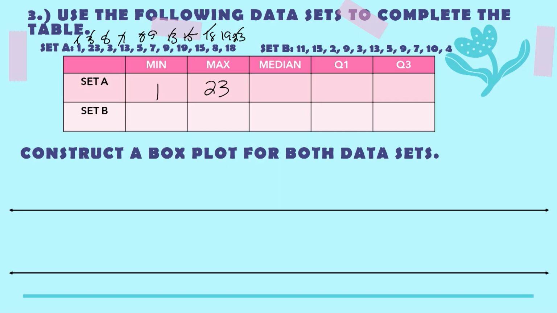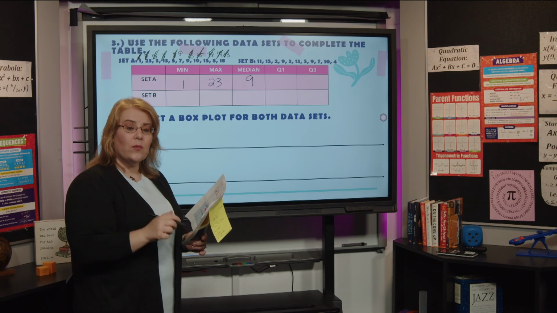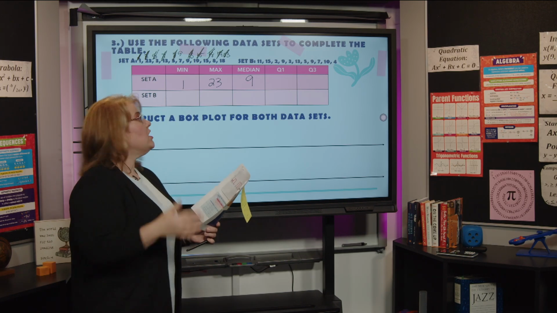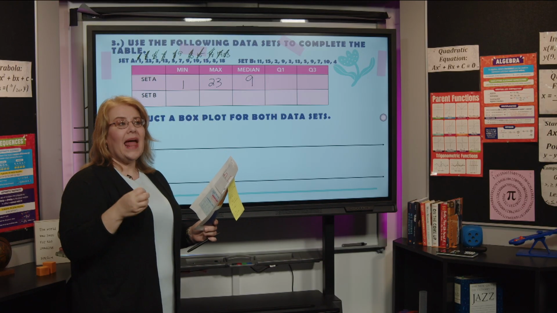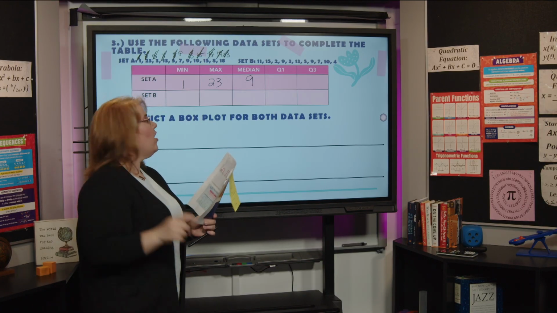Because I missed, this one goes to this one, this one goes to this one, this one goes to this one, this one goes to this one, this one goes to this one, so 9 is going to be my median. It's very important that you check off all of those numbers to find that middle number. Just like I did, I missed one number, so you always want to go back. Kind of like measure twice before you cut.